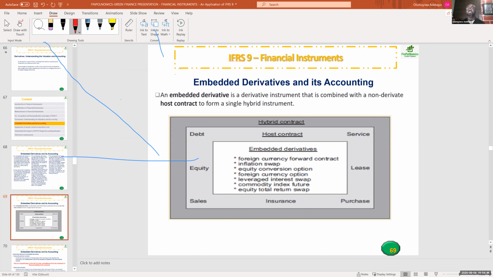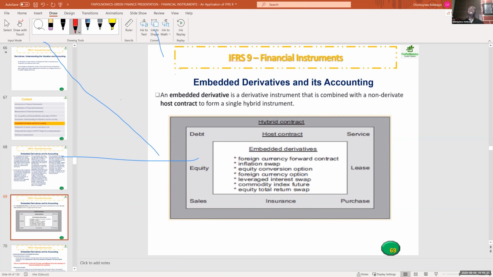Another way you can have an embedded derivative is on leases. A lease contract is where you have agreed to obtain a right of use of an asset from the lessor. And you have agreed that you are going to lease this asset for 5 years, for example. You have agreed to pay a minimum lease payment of so much over 5 years. But in the lease, part of the condition given by the lessor is such that your minimum lease rental will be inflation adjusted. What does that mean?